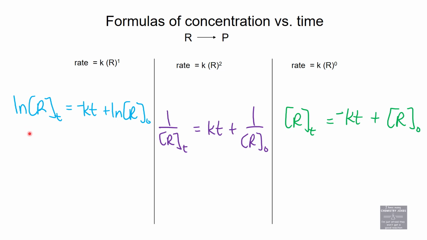So why do we concern ourselves with these integrated rate laws? Well, frequently, in order to determine the order of a reaction, you can plot ln versus t, 1 over concentration versus t, and concentration versus t, and see which one gives you a straight line. If concentration versus t gives you a straight line, it's a zero order. If 1 over concentration versus t gives you a straight line, it's a second order. I almost said the wrong thing. Second order. If it's ln versus time that gives you a straight line, it's a first order reaction.